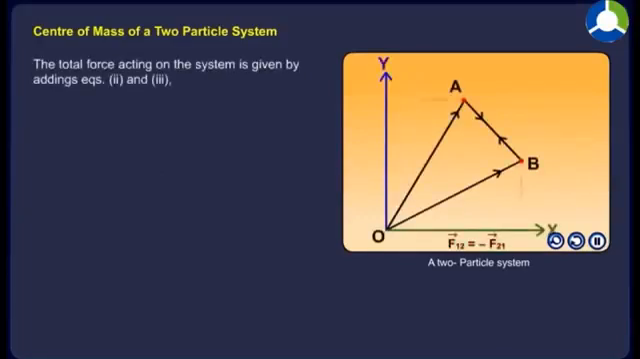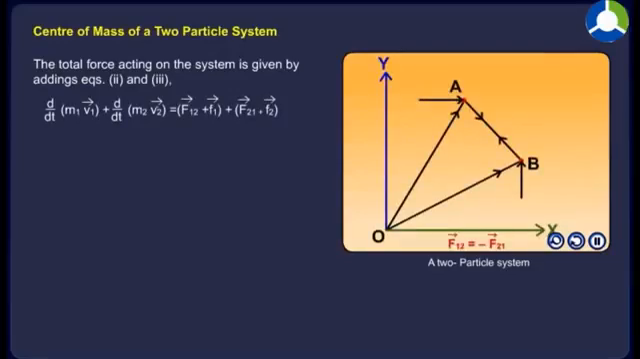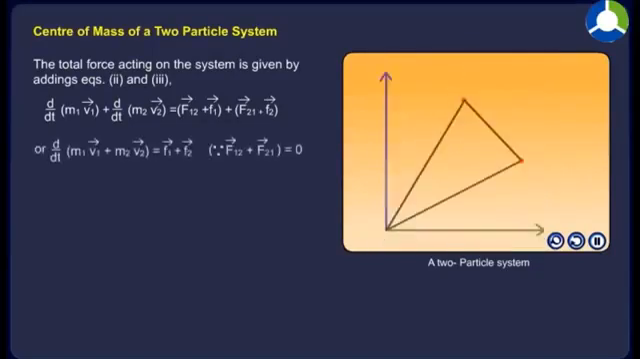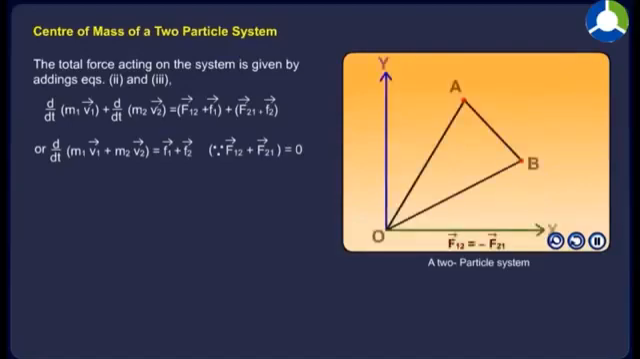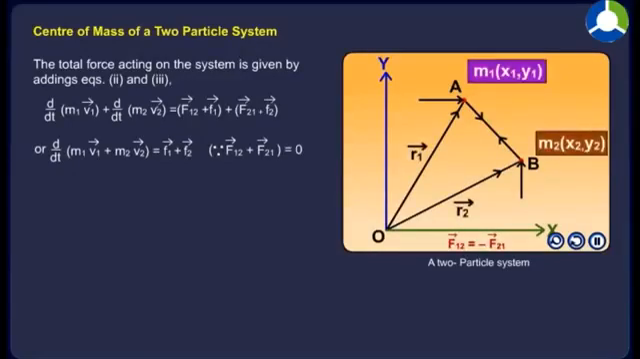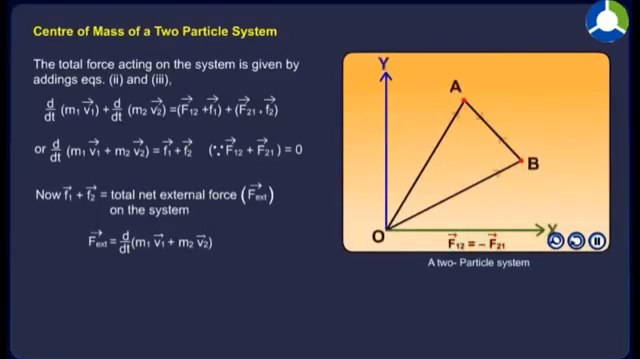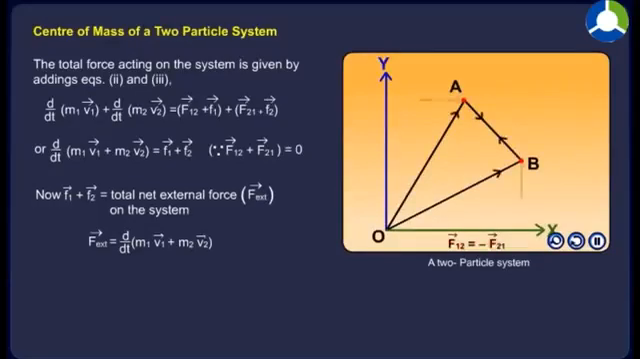The total force acting on the system is given by adding equations 2 and 3. d/dt (m1 v1) plus d/dt (m2 v2) is equal to F12 plus F1 plus F21 plus F2, or d/dt of (m1 v1 plus m2 v2) is equal to F1 plus F2, since F12 plus F21 is 0.